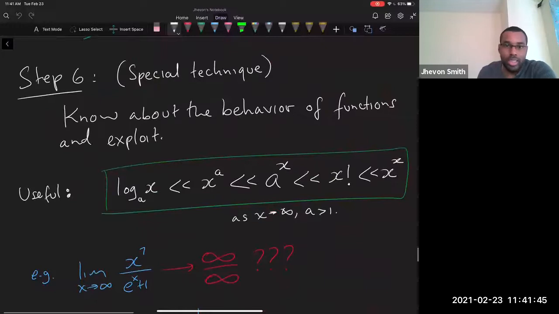Step 6 is a special technique, but it is a very common thing: you can just know how a limit is going to behave in certain situations by knowing how different functions relate to each other. And we have this very useful set of inequalities here where we have those super inequality signs. Basically it just means that the guys on the right are huge. They're much bigger than the guys on the left as x is going off to infinity, which means the guys on the left are effectively 0 compared to the guys on the right, as x is going off to infinity.